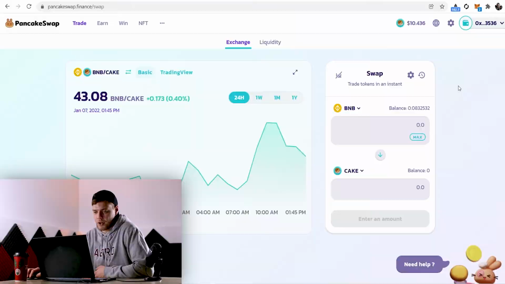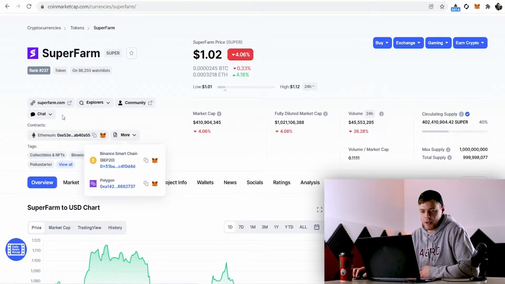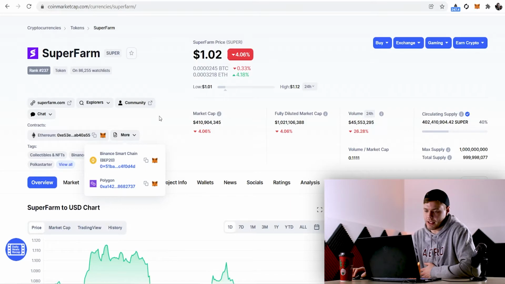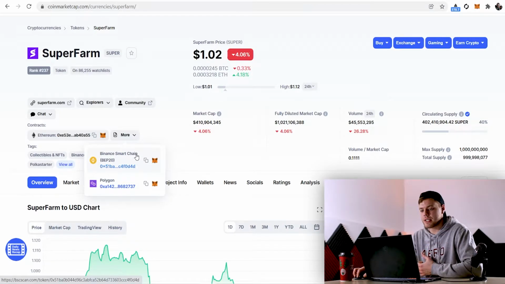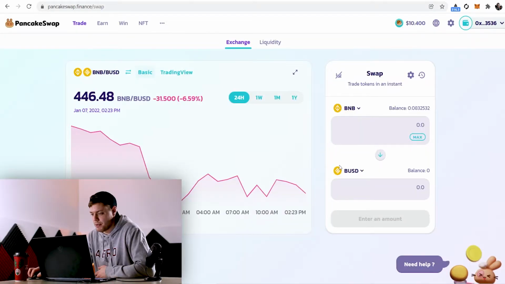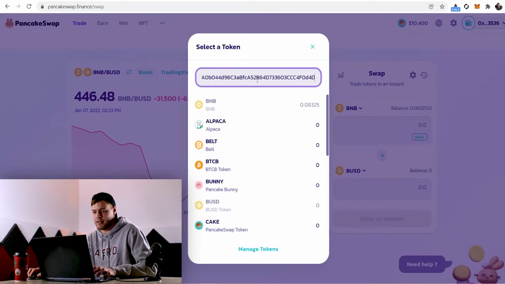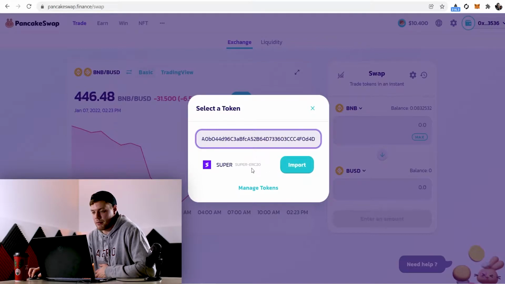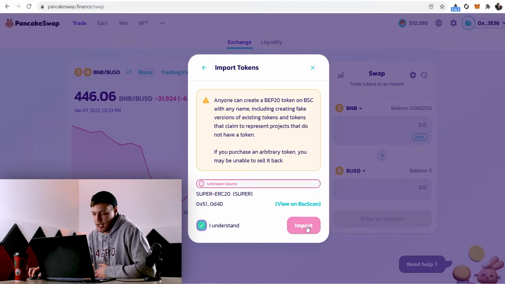But going back to the Superfarm token, which we want to purchase, you can see that Superfarm in particular is listed on Ethereum, on the Binance Smart Chain, as well as on Polygon. Now, since we've only got $50 or so in our MetaMask account, we obviously don't want to be buying this on Ethereum, so we're actually going to go ahead and choose the Binance Smart Chain to purchase these Superfarm tokens. So first step, I'm going to copy the address for the Superfarm token on the Binance Smart Chain by clicking this button right here. Next, I'm going to head back to PancakeSwap, and I'm going to click this drop down right here and paste in that address. And you can see that the Superfarm token comes up. So I'm going to import that into my PancakeSwap account. And click I understand and import.